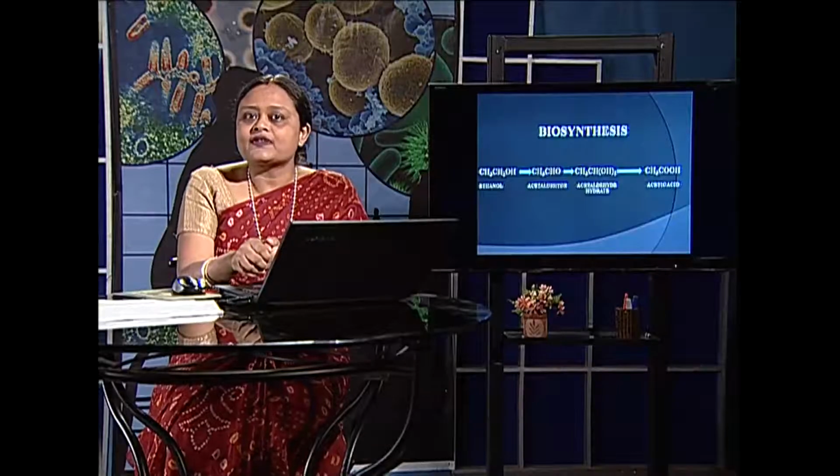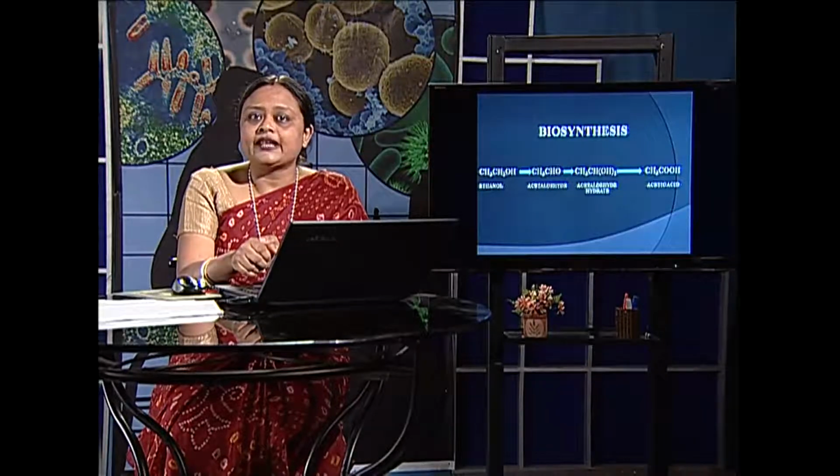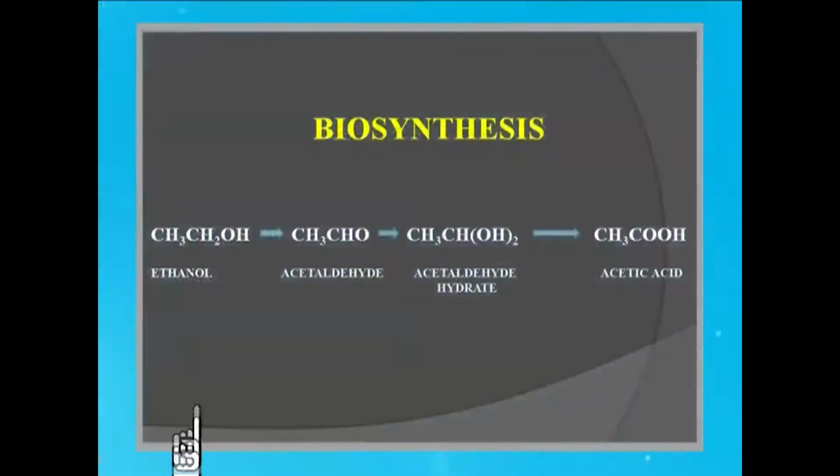Looking into the biosynthesis, we should know what exactly are the role played by the Acetobacters to give us vinegar or acetic acid. Now, if we use ethanol, it is first converted into acetaldehyde. Then there is a hydration step, meaning water is required or water is added, and we have the production of acetaldehyde hydrate, which later gets oxidized to acetic acid.